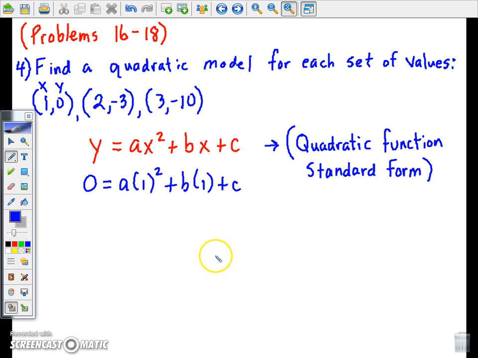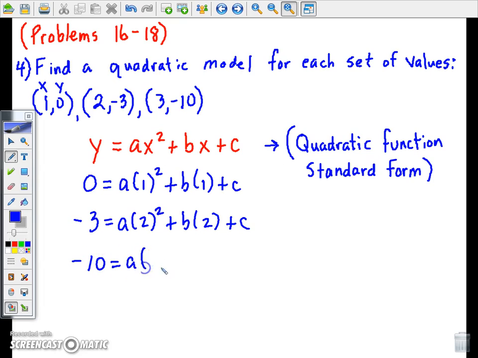Okay? I'm going to do that same thing with the next ordered pair. Y is -3, x is 2. And you can probably guess what I'm about to do next. The next ordered pair, y is -10, x is 3.